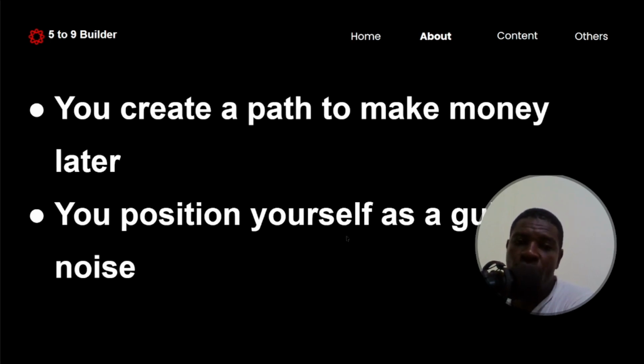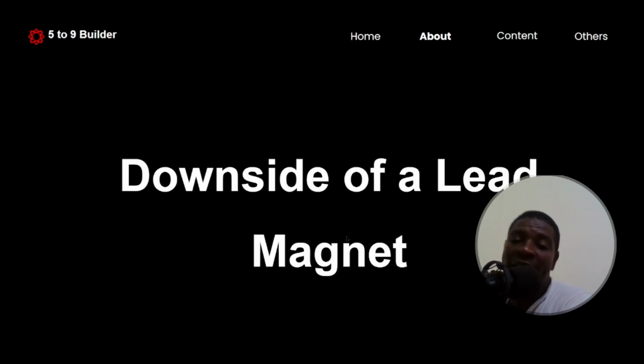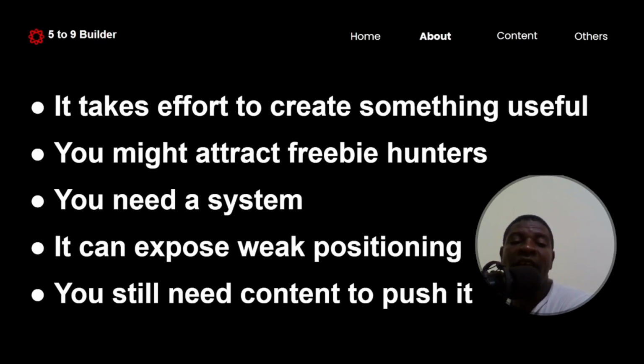Okay, now let's look at the downside of a lead magnet. Okay, some of the disadvantages about lead magnets. Now, it takes effort to create something useful. Okay, it's not just simple for you to create anything. You just don't have to create anything and call it a lead magnet. A lead magnet should be very meaningful, should be very useful to the user. You understand? So it takes effort.